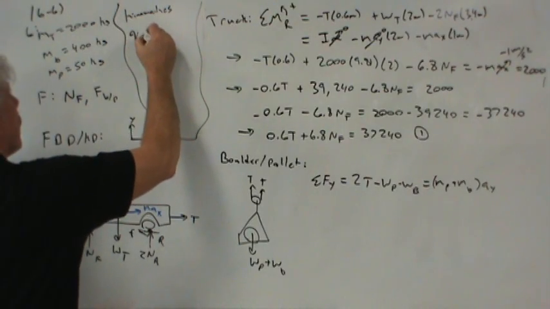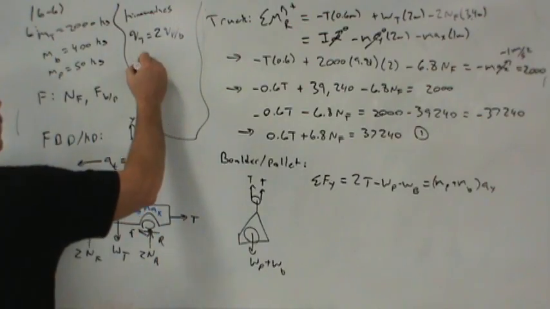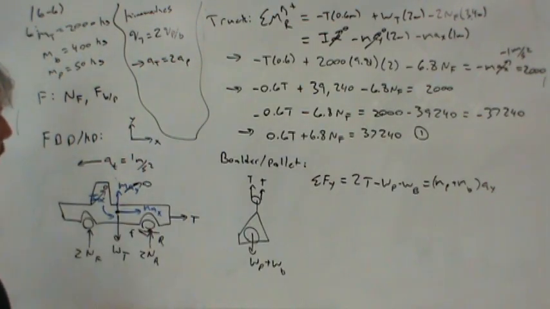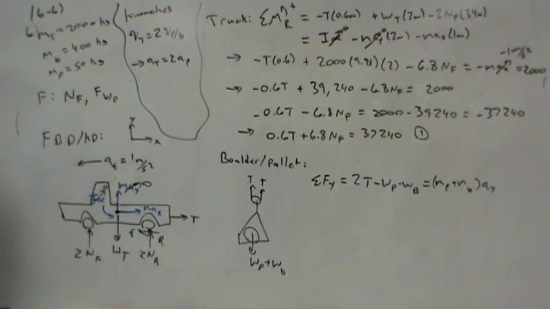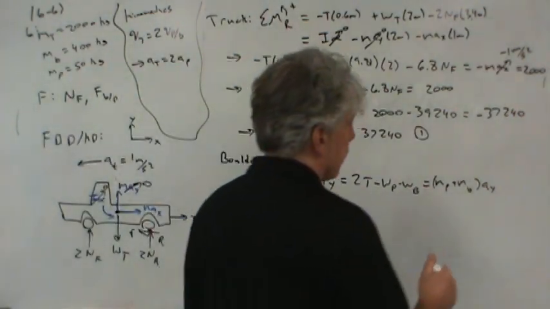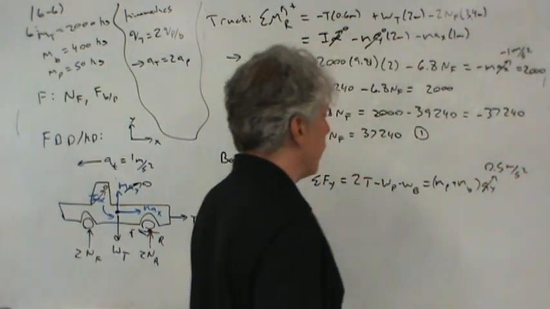The velocity of the truck is 2 times the velocity of the pallet boulder system, right? So that means that the acceleration of the truck is twice the acceleration of the pallet. Now we realize the pallet has to accelerate in the positive y direction if the truck is accelerating to the left because of the way the pulleys are configured. But the point is that this acceleration in the y direction is just 1/2 meter per second squared. That's the point of the discussion.